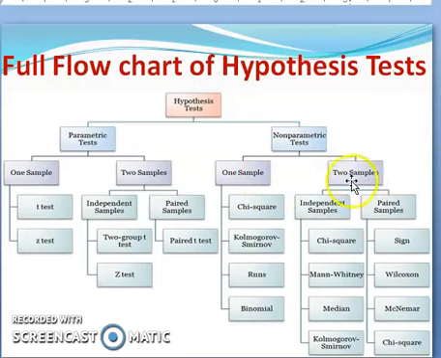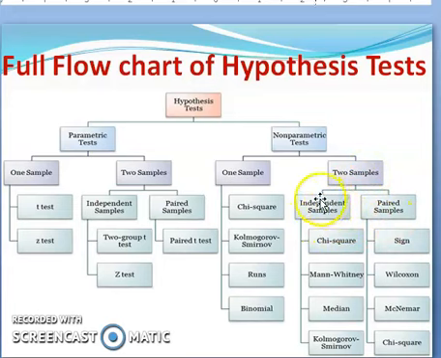And this is non-parametric test, converted into two forms, one sample and two samples. When we discuss the one sample, we use the chi-square test, Kolmogorov and Smirnov test. Then the third is Runs test, and the fourth is binomial test. So these are the non-parametric tests of one sample, and now the two samples, again converted into the independent samples and paired samples.